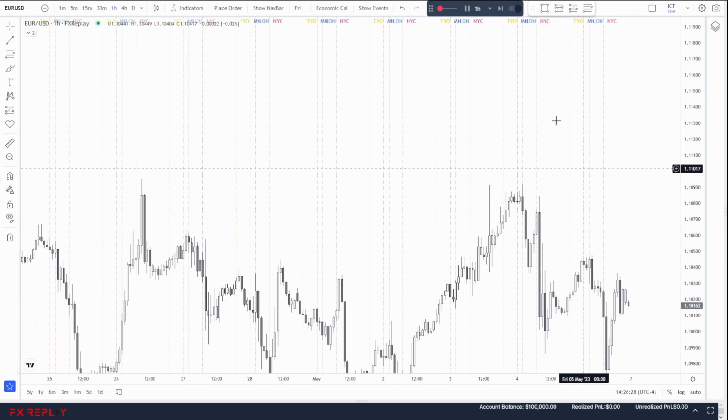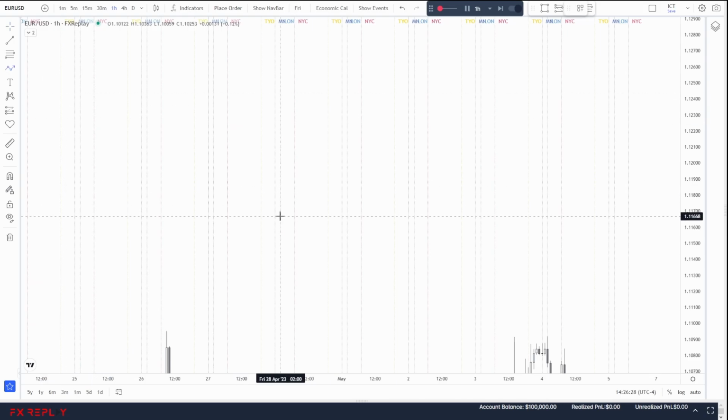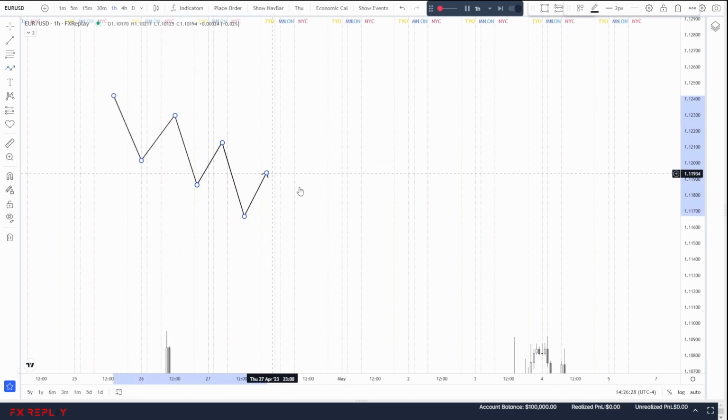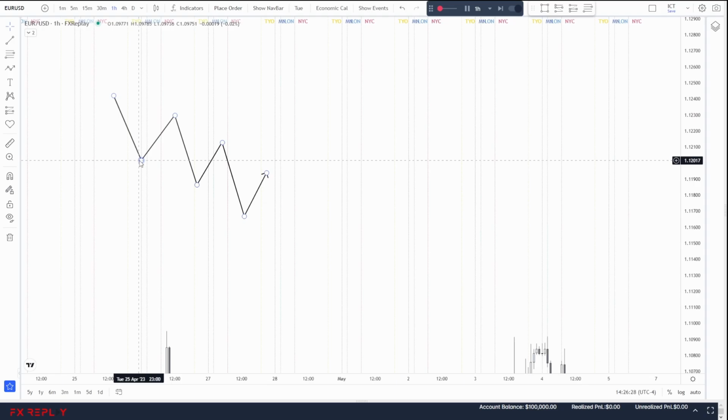The method here is really simple. What we are going to be doing is looking at the 1 hour time frame. Let's say that price action is looking bearish, so we are consistently creating lower lows and lower highs. So let me quickly mark that out for you.